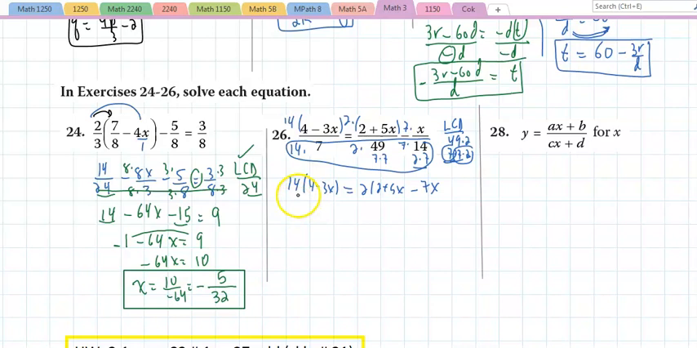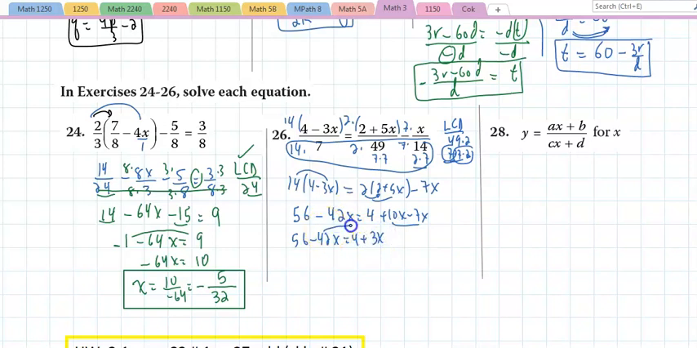Get rid of parentheses. This is 16, 40 plus 1, 56. This is 4 times 2 is 12, carry the 1, 3 plus 1 is 4x. Distribute the 2. 2 times 2 is 4, plus 10x, minus 7x. Combine like terms on each side. 4, 10x minus 7x is a positive 3x.